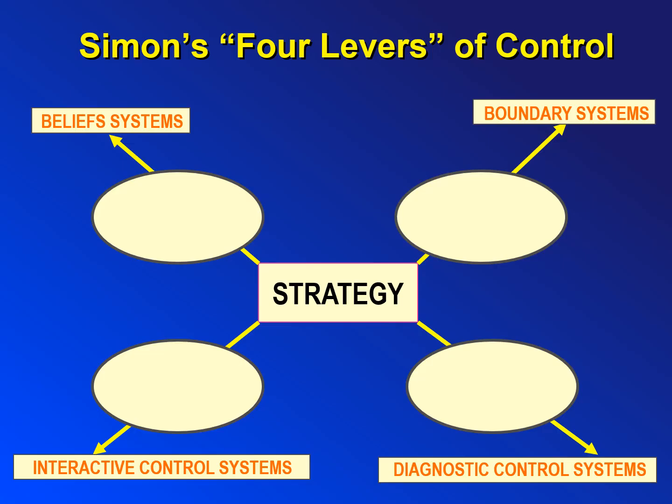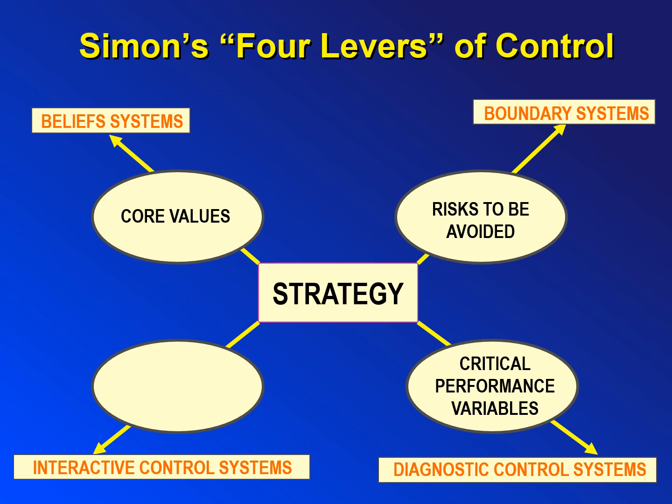We tend to look a little bit more at Simon's levers of control. There are four of them. Both the balanced scorecard and the levers of control are pretty well understood in the academic community and are pretty well implemented in the business community as well. In this instance, you can see that Simon's levers of control include belief systems, boundary systems, and interactive and diagnostic control systems. And they really look at different kinds of things in order to try and understand.